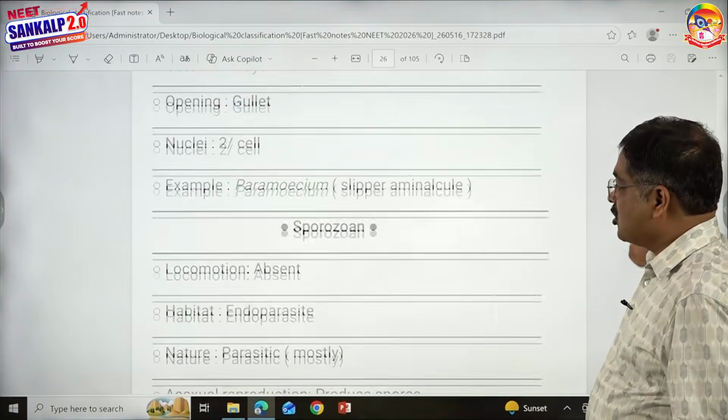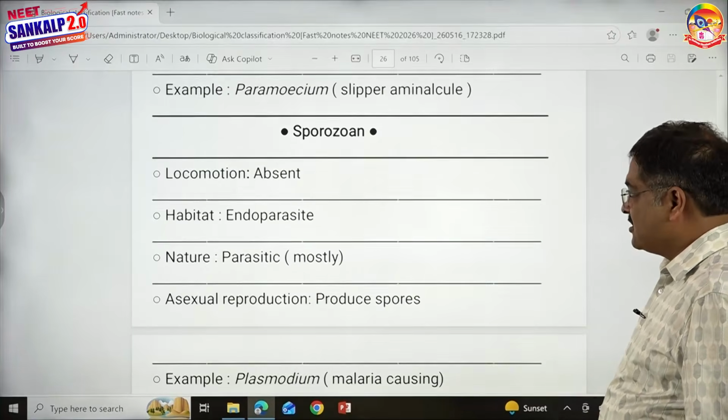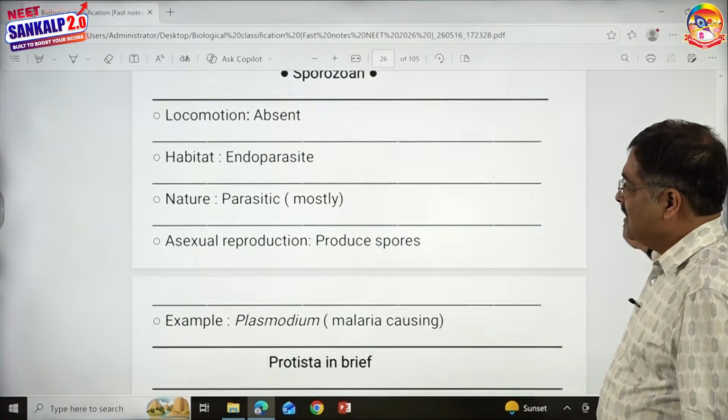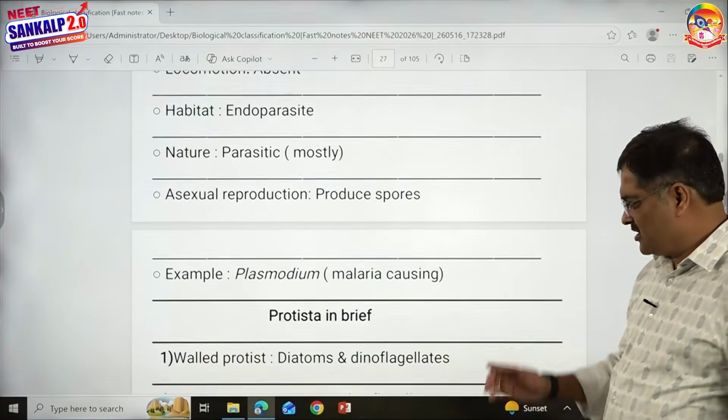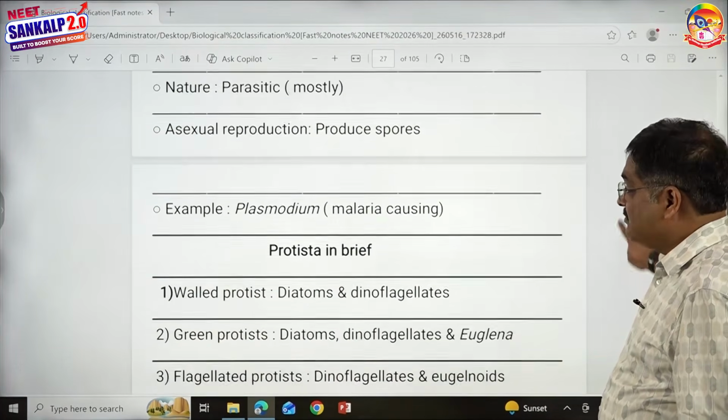All right, now coming to sporozoans. Locomotion absent, habitat endoparasite, nature parasitic only, malaria causing. Come on children, this is Protista in brief.